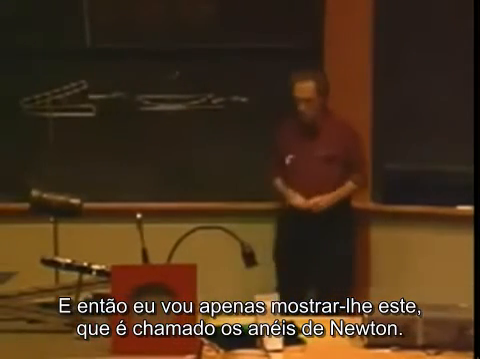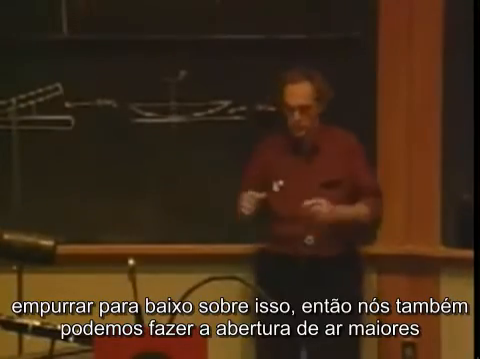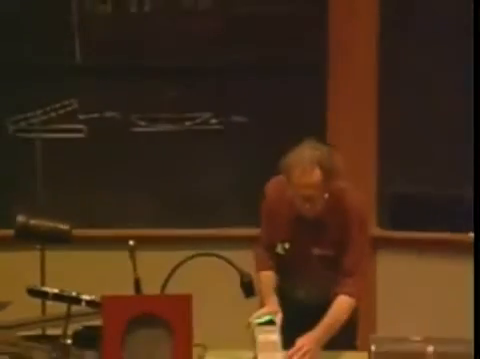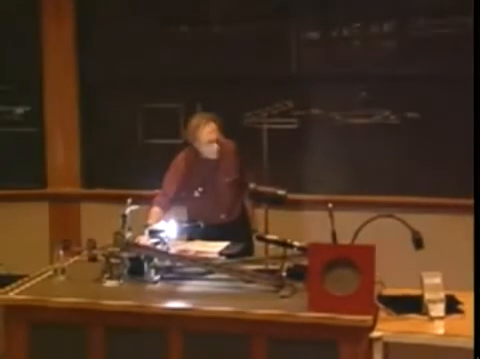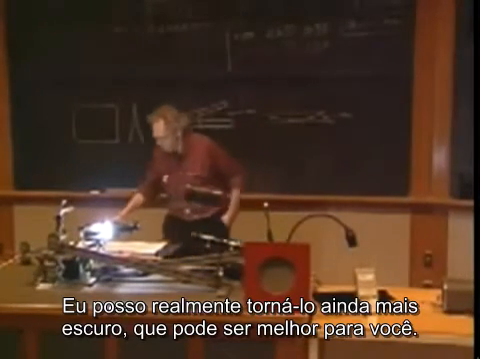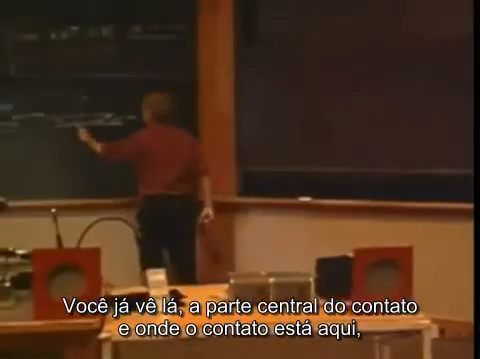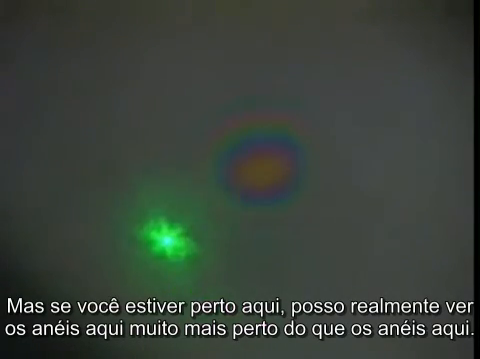And then I want to show you this, which is called the Newton rings. We have it arranged in such a way that with some set screws we can actually push down on this. So we can also make the air gap larger and smaller. And that we're going to show you there. I can actually make it even darker. That may be nicer for you. You already see there the center portion of the contact. Where the contact is here, the air gap doesn't change very much. And therefore you will see that the spacing of the rings is large. But when you go further out, then the spacing gets smaller. And it becomes difficult to see perhaps. But if you're close here, I can really see the rings here much closer than the rings here.